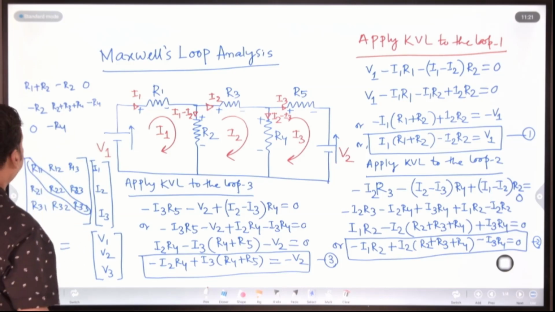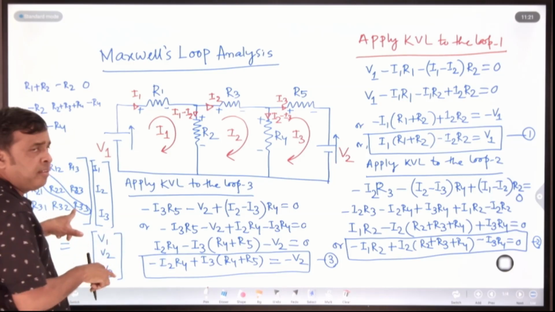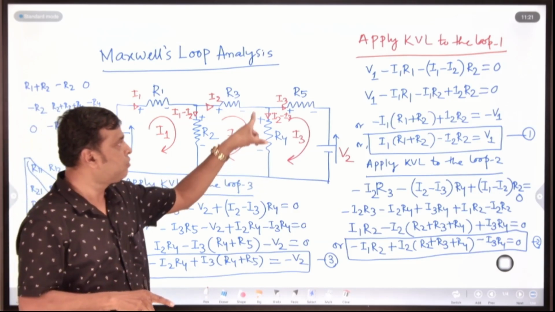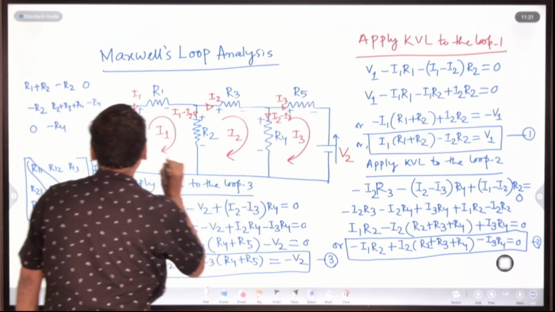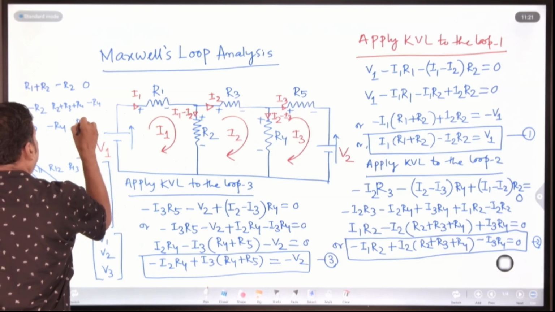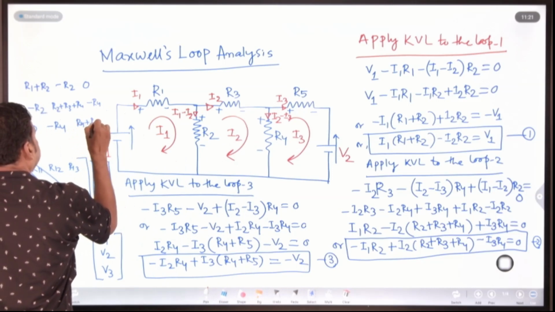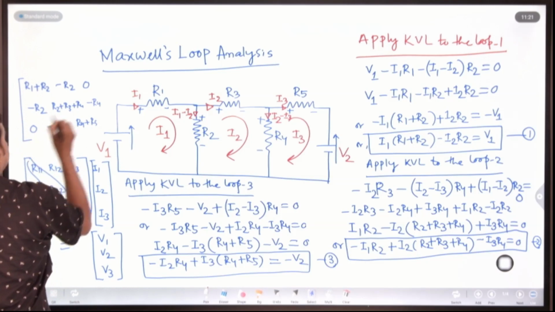Then 3, 3. Already I told you. 3, 3 means self loop 3. Sum of the resistance formed by the loop 3. That is your R4 plus R5. This is your resistance matrix.